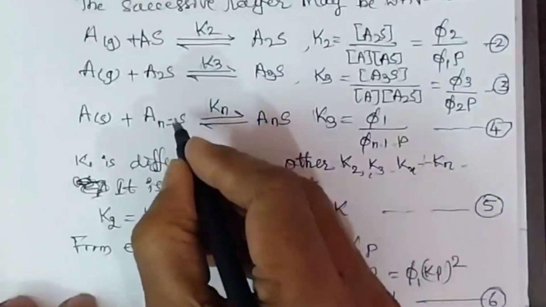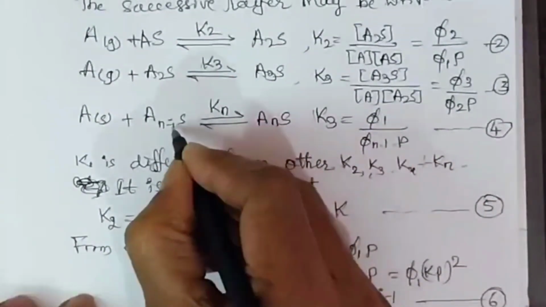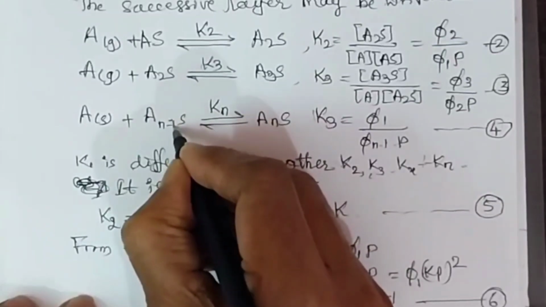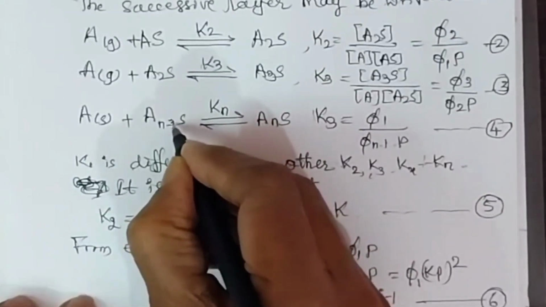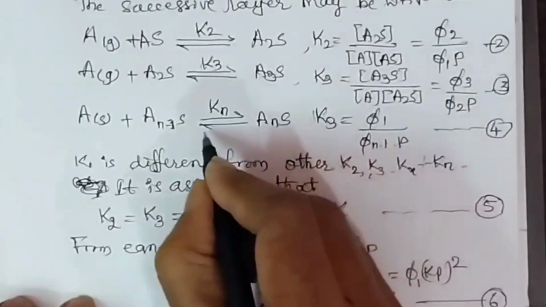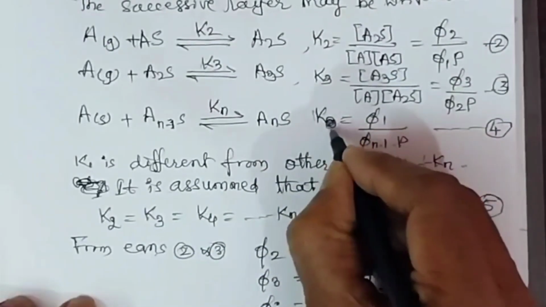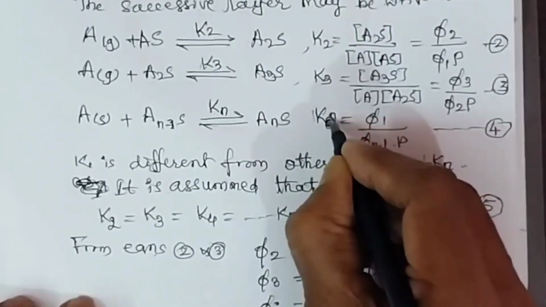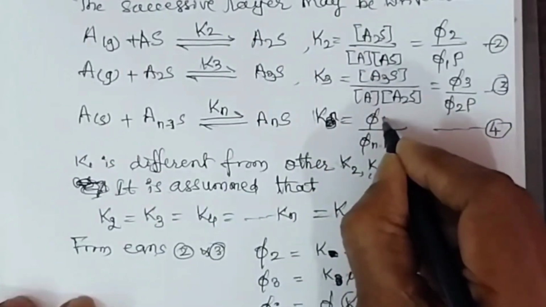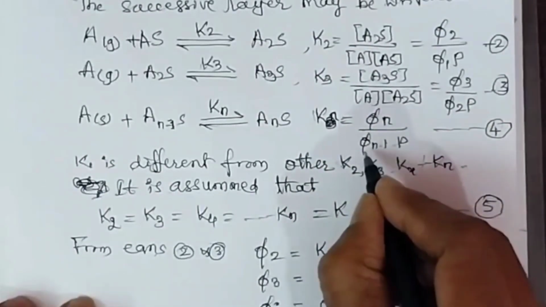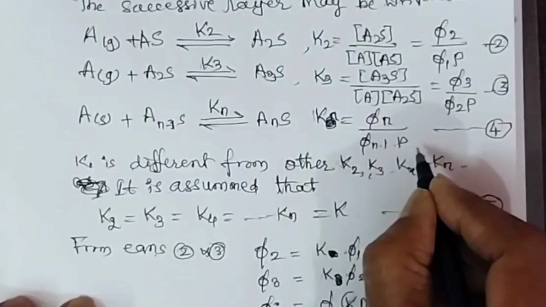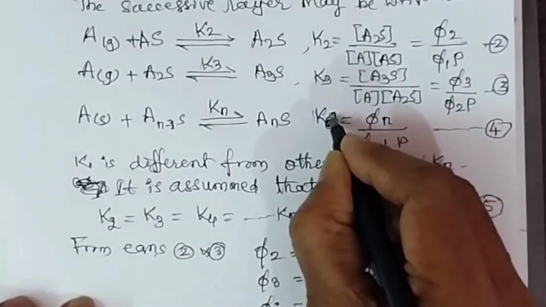Now there is a small correction in equation 4. This is n minus 1. This is the nth equation, A(n minus 1)S gives AnS, and this is Kn equals pi n divided by pi n minus 1 P. This is a small correction in equation 4.